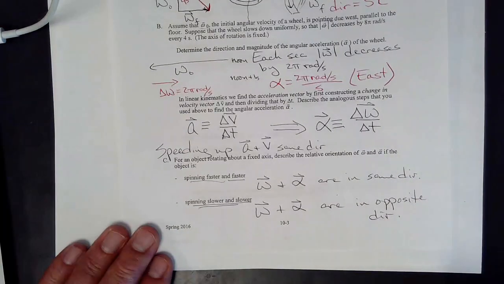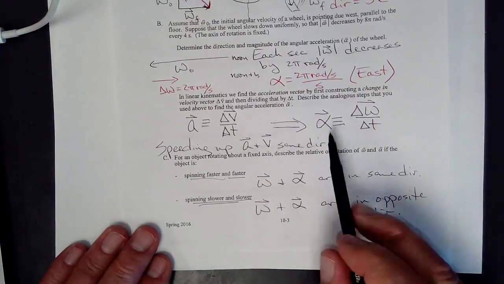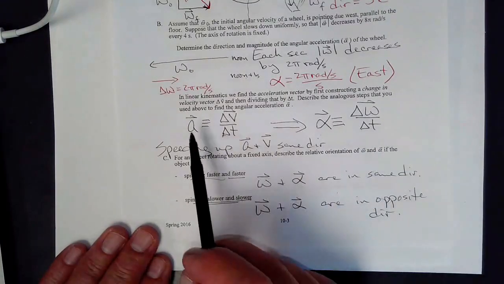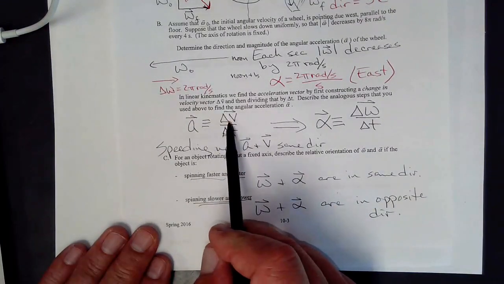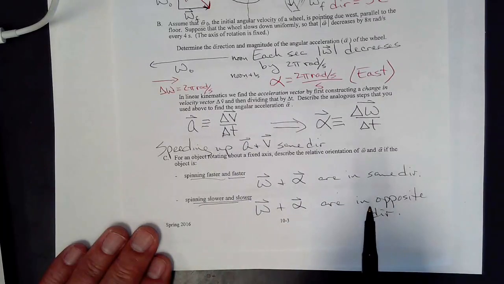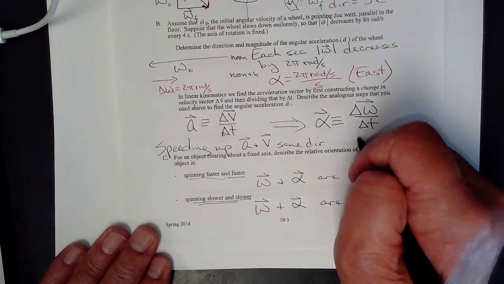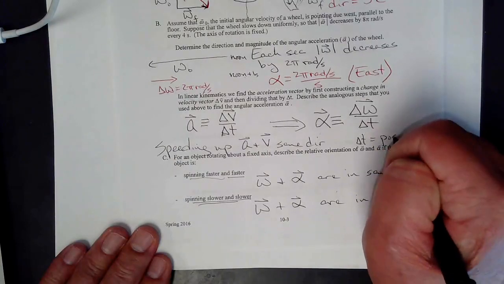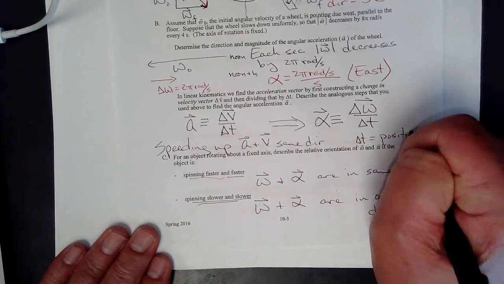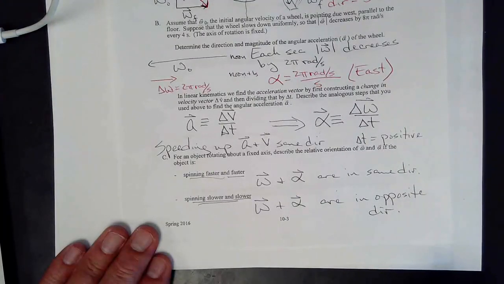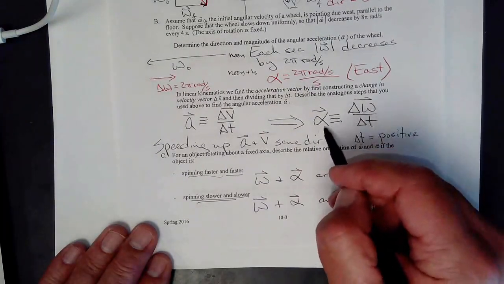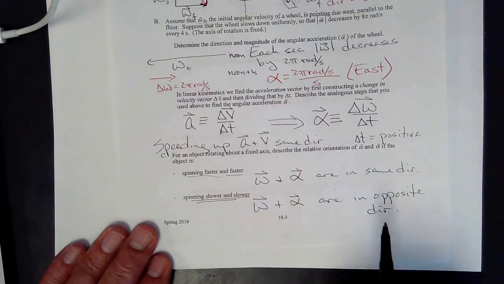Okay? But we find that alpha and change in omega are always in the same direction, just like linear acceleration and change in velocity were always in the same direction. And that's because time always marches forward. Delta t is always positive unless you have a time machine. And so these two vectors will always be in the same direction. Okay.